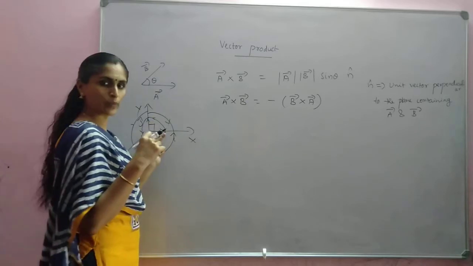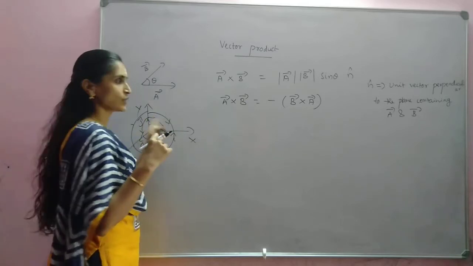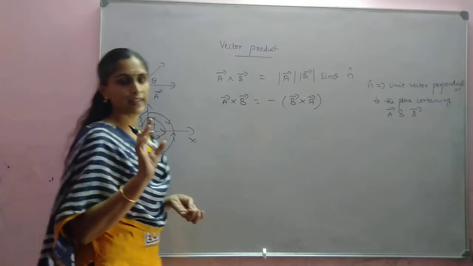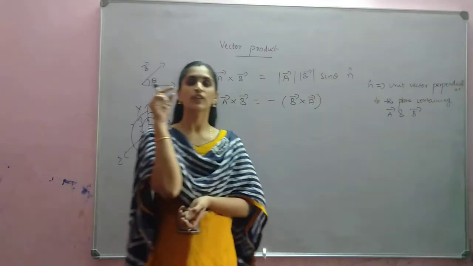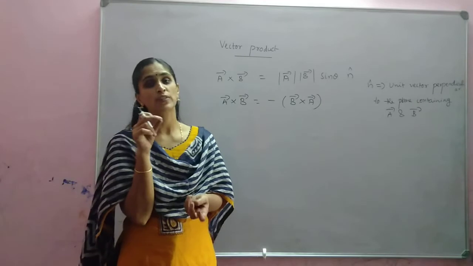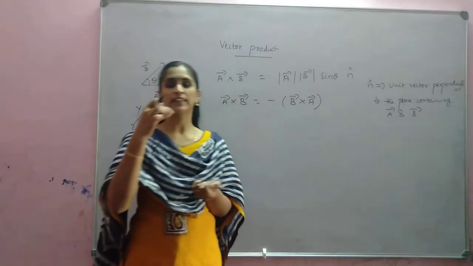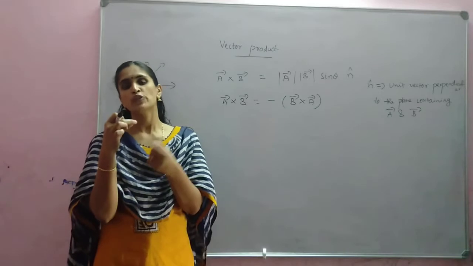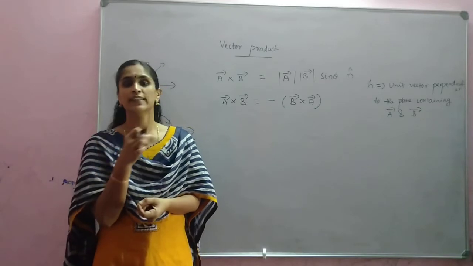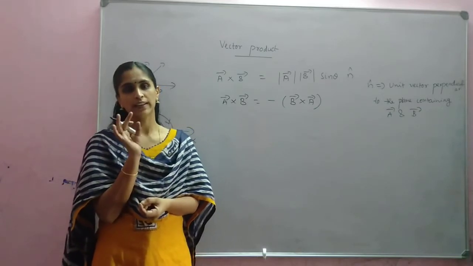Anti-clockwise direction it will be positive and clockwise direction it will be negative. Is it clear? So to find the direction of a vector product, we can use the right hand screw rule. If we are moving from one vector to another vector, the tip shows the direction of the resultant vector. Is it clear? Understood?